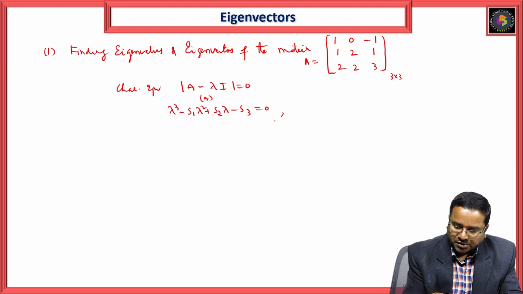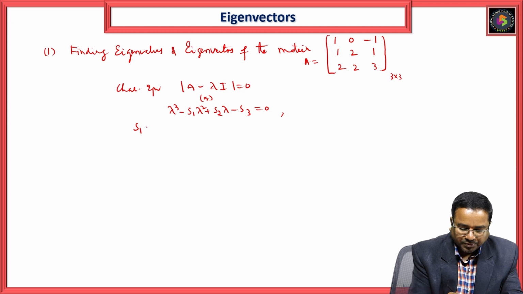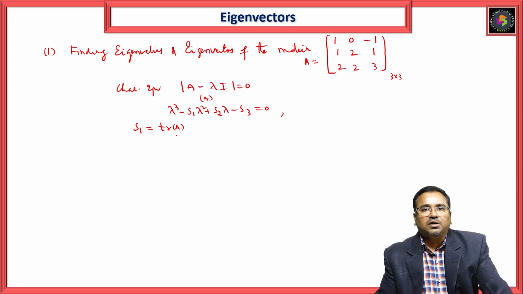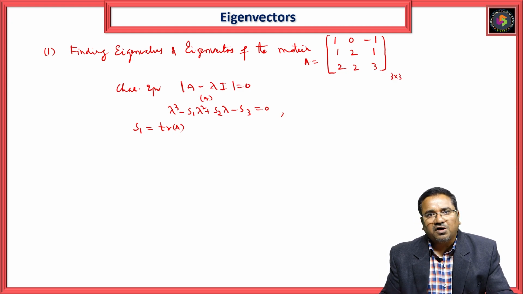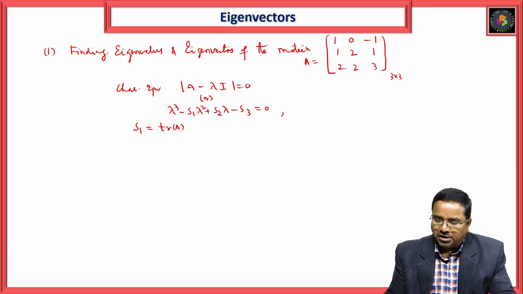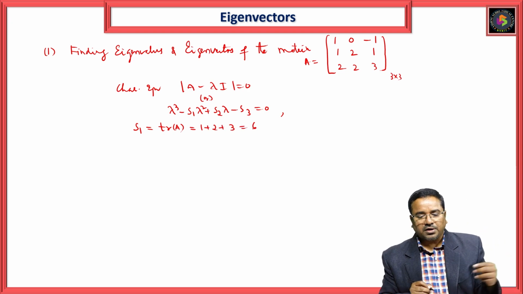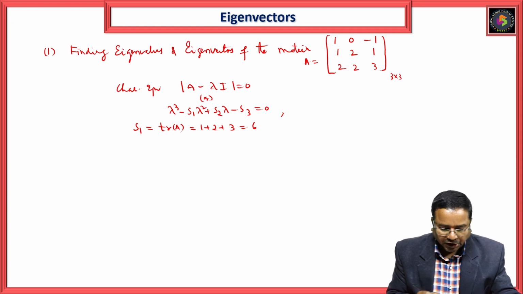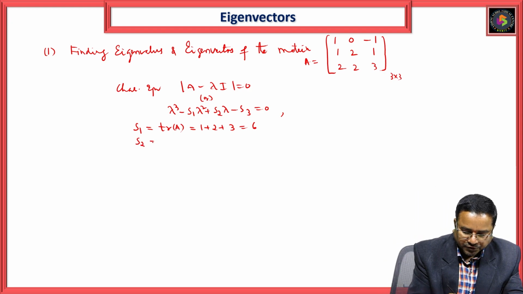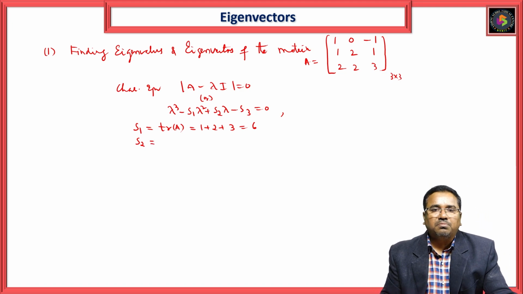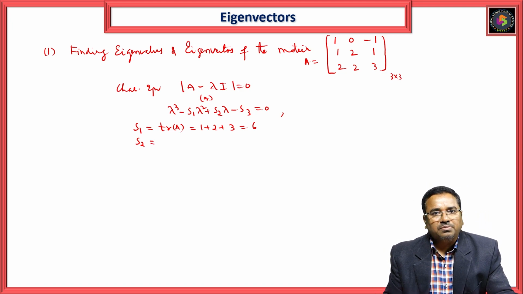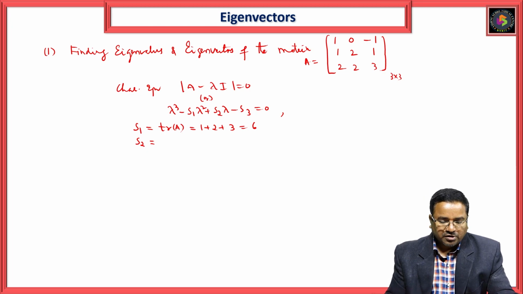Now what does S1 represent? S1 represents the trace of the matrix, which is the sum of the principal diagonal elements of the given matrix A. So here it is 1 plus 2 plus 3, which gives 6. Then S2: the S2 is the sum of the minors of the principal diagonal elements.